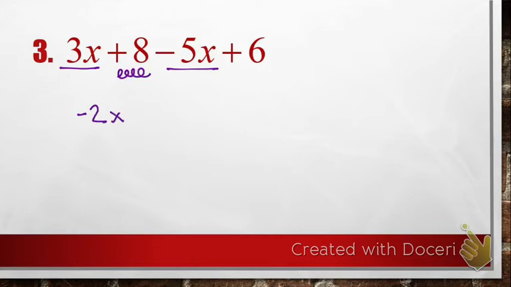Alright, we have positive 8 and positive 6. I can combine those two together to be positive 14. I cannot go any further than this. Since negative 2x has an x and 14 does not, this would be my answer, and I would stop.